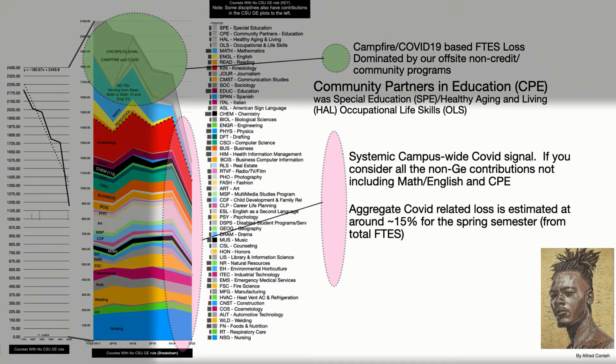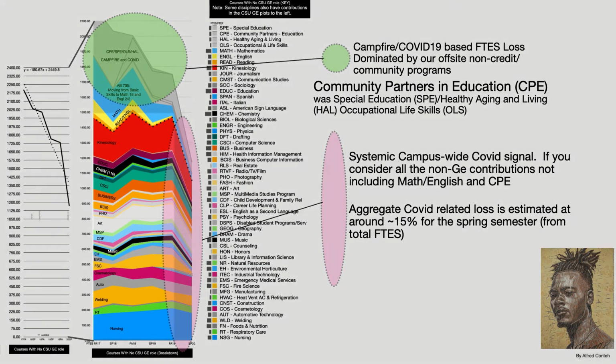Next, we turn our attention to the COVID semester. You can see in this diagram something significant happened during the COVID semester, and there's a huge decrease in expected FTES from previous trends. Systematic campus-wide COVID signal, if you consider all the non-GE contributions, not including math, English, and the CPE contribution, the aggregate COVID-related loss is estimated around 15% for the spring semester from the total FTES.